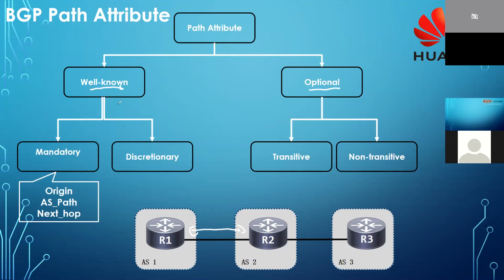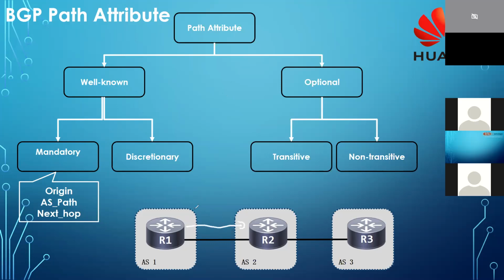In the well-known family, we have mandatory and discretionary. So what does mandatory mean? The path attributes are inside the update message, and every prefix has path attributes. Mandatory means that for each prefix, R1 needs to add this attribute to the prefix. This is the mandatory attribute. There are three, and we're going to see them in the next slide.